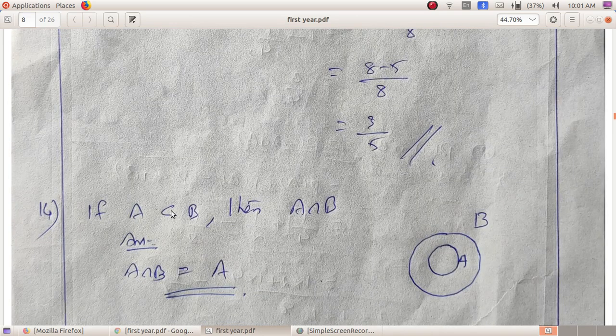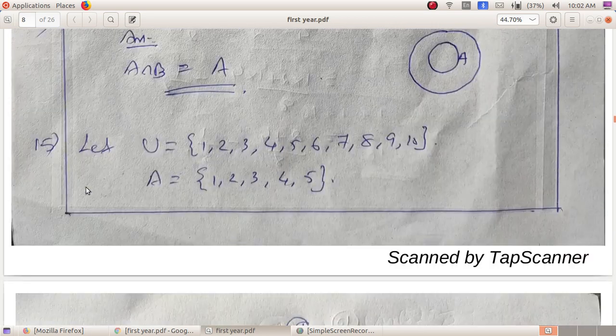If A is a subset of B or A is a part of B, then what is A intersection B? A is a part of B. So inside B you can find A. Like this. Inside B you can find A. Here actually A is a part of B. Okay, that is a subset of B. Then when you take the common part of this B and this A, what's the common part? A itself. A is the common part for both A and B. So A intersection B is equal to A itself.